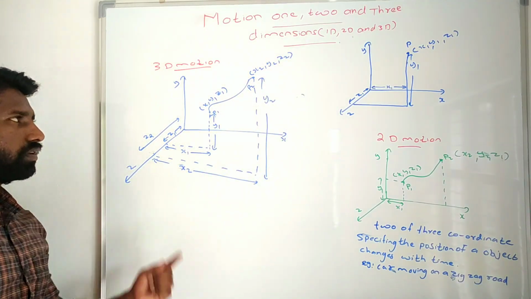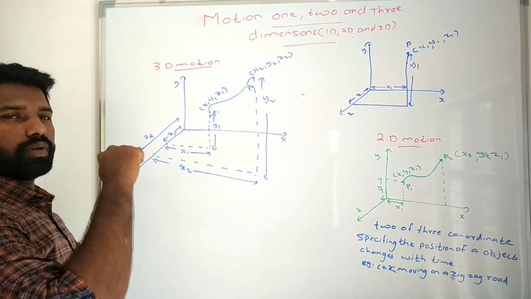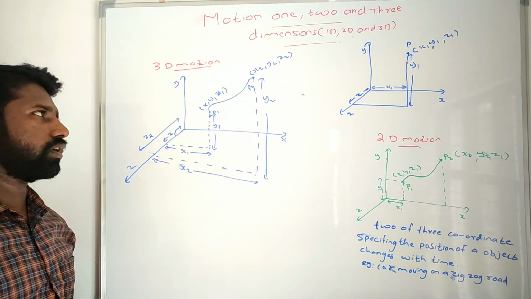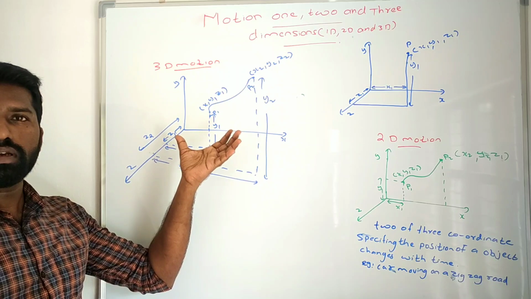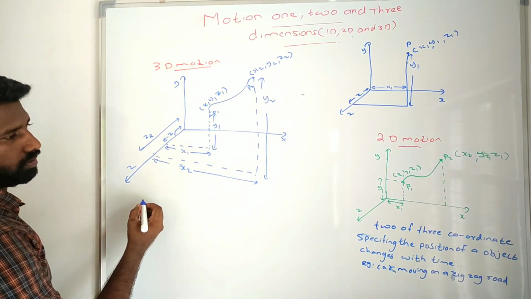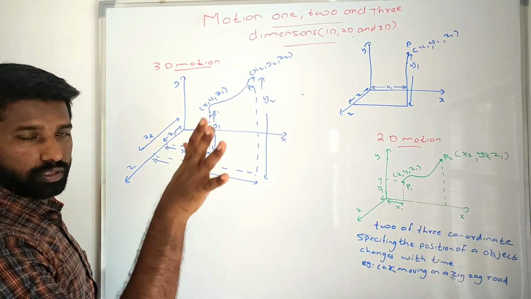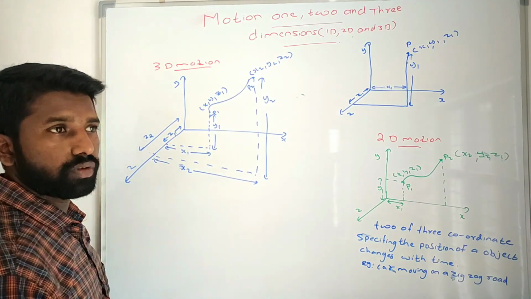You can see that this object is moving in space, like this. So these three components change. Okay. So we can say that this object is moving in space. An example of the 3D motion: a bird flying. An aeroplane is moving. These are all the things we can take.